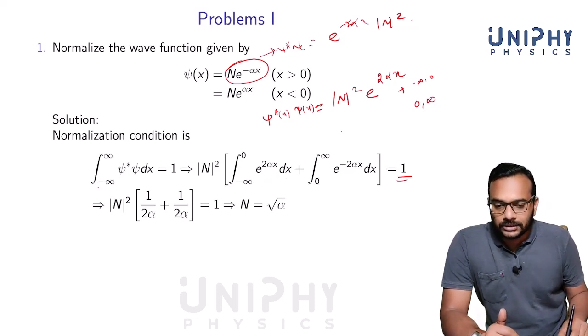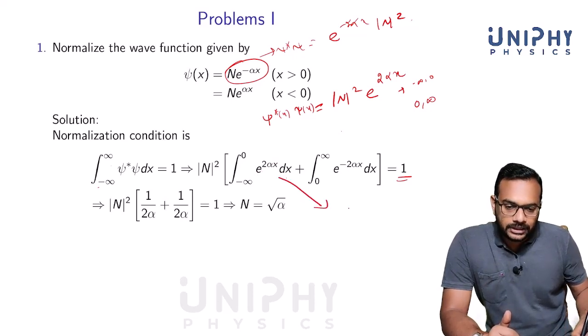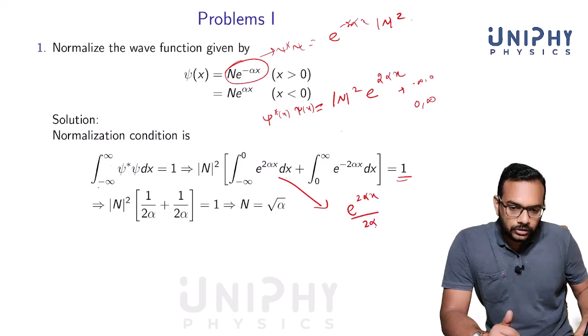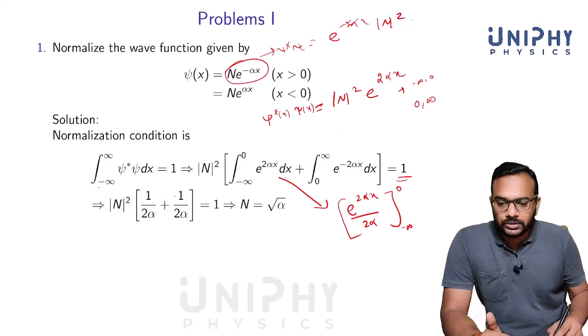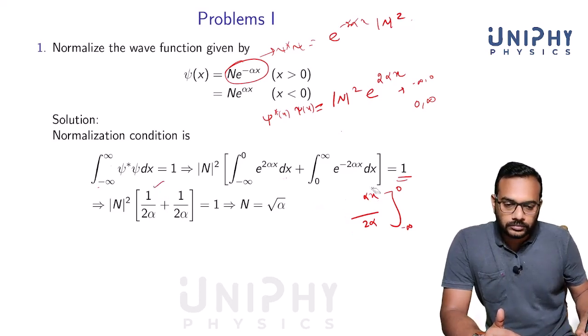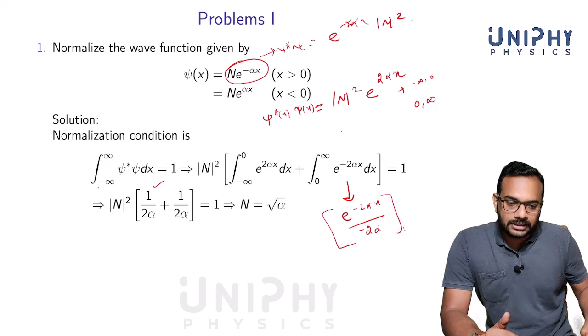If you integrate this, you get e raised to 2 alpha x divided by 2 alpha, with the limit minus infinity to 0. You apply the limit, it becomes 1 by 2 alpha; if you put e raised to minus infinity, it becomes 0. So you get 1 by 2 alpha from there. When you integrate the other part, it becomes e raised to minus 2 alpha x divided by minus 2 alpha. Apply the limit 0 to infinity: for infinity this becomes 0, and for 0 this becomes 1 divided by minus 2 alpha. So it's again 1 by 2 alpha, because there's a minus and minus here.